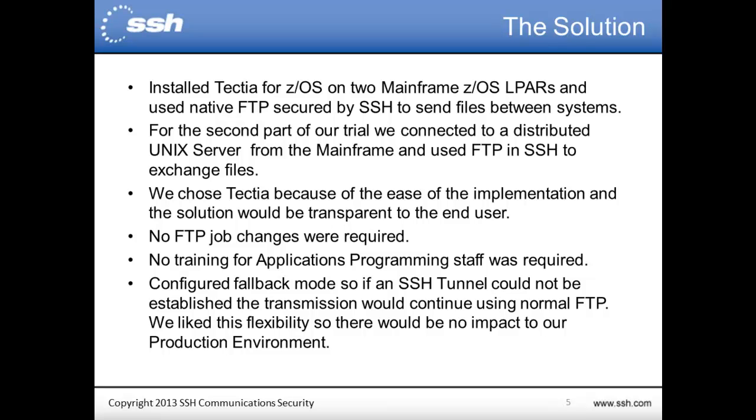We had no changes to any FTP jobs. We didn't have to train our applications programming staff. And one of the things we did that I liked in this was we configured a fallback mode within the product so that if it couldn't build a SSH tunnel for some reason, for instance, say maybe your remote site's SSH process was down or wasn't working for some reason, you could just do a normal FTP. We found this very flexible, and there would be no impact to our production environment.